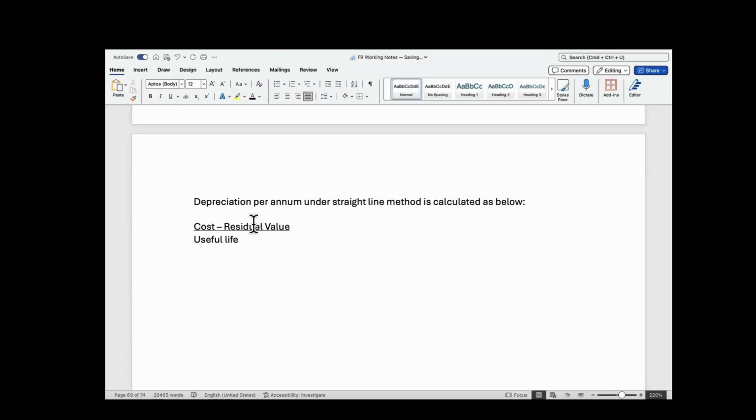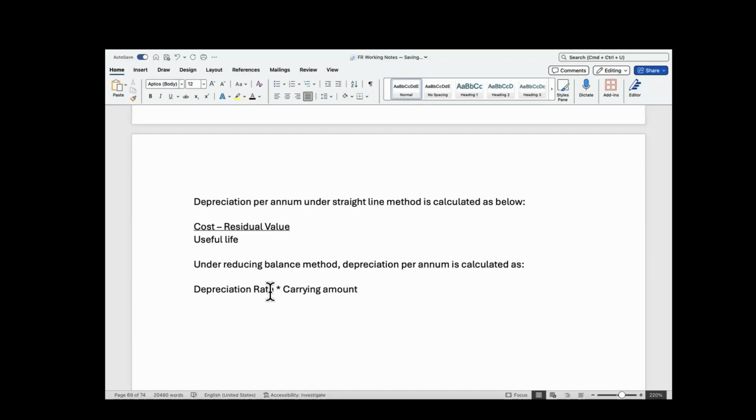But under the reducing balance method, depreciation is calculated as follows: they will give you a depreciation rate. You multiply that by the carrying amount of the asset. This method is also logical, so that the successive depreciation you calculate becomes smaller relative to the previous one.